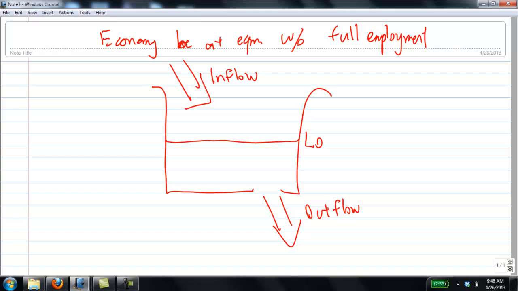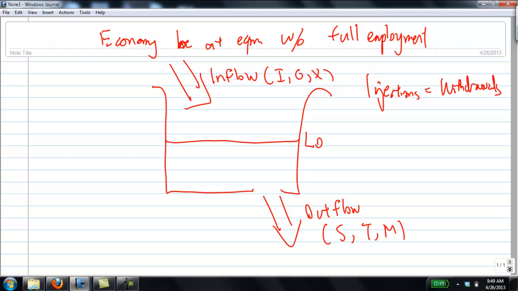In your circular flow, this is exactly the same as saying that so long as injection is equal to withdrawal. Imagine if this is the circular flow of income, this is your injections, which represents the inflow, and this is your withdrawals. What Keynes is trying to say is that the economy will be in equilibrium, the national income will be at the equilibrium level, so long as the injections exactly match the withdrawals. If the withdrawal is greater than the injection, the water level will fall. If the injection is greater than the withdrawal, the water level will rise.